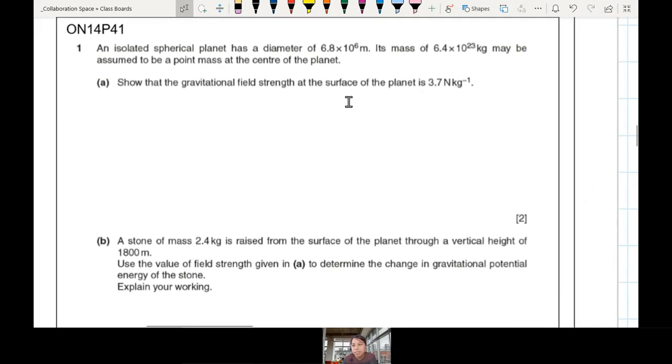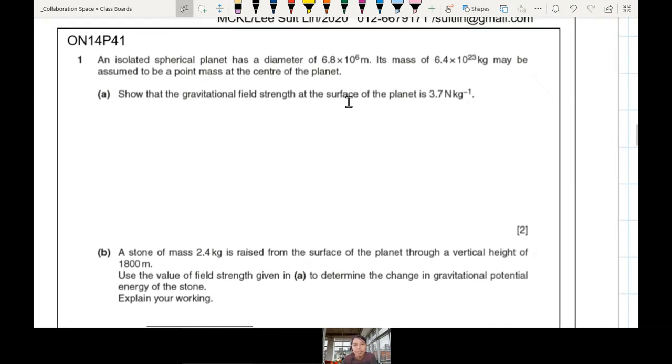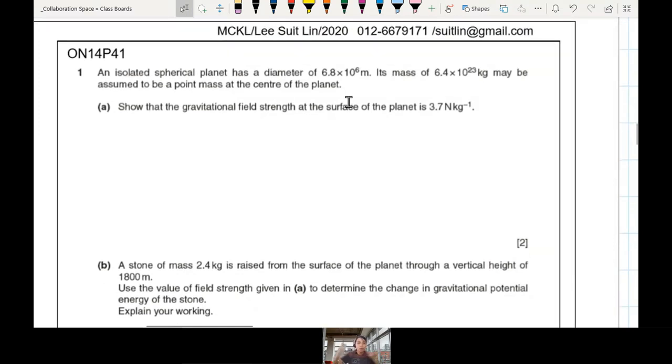So you have an isolated spherical planet. Isolated means what? No other planet nearby, no field, no force, no potential, just one planet. They never give a diagram in this chapter, so you must draw. Just draw a circle, a spherical planet. Pretend it's a sphere.